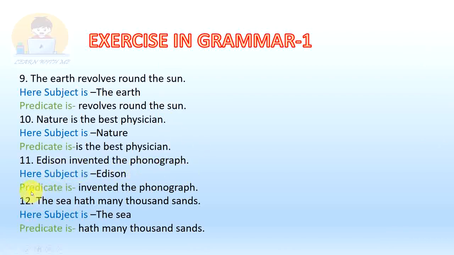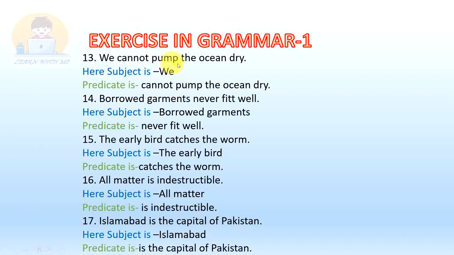11. Edison invented the phonograph. Here subject is Edison. Predicate is invented the phonograph. 12. The sea hath many thousand sands. Here subject is the sea. Predicate is hath many thousand sands. 13. We cannot pump the ocean dry. Here subject is we. Predicate is cannot pump the ocean dry. 14. Borrowed garments never fit well. Here subject is borrowed garments. Predicate is never fit well.